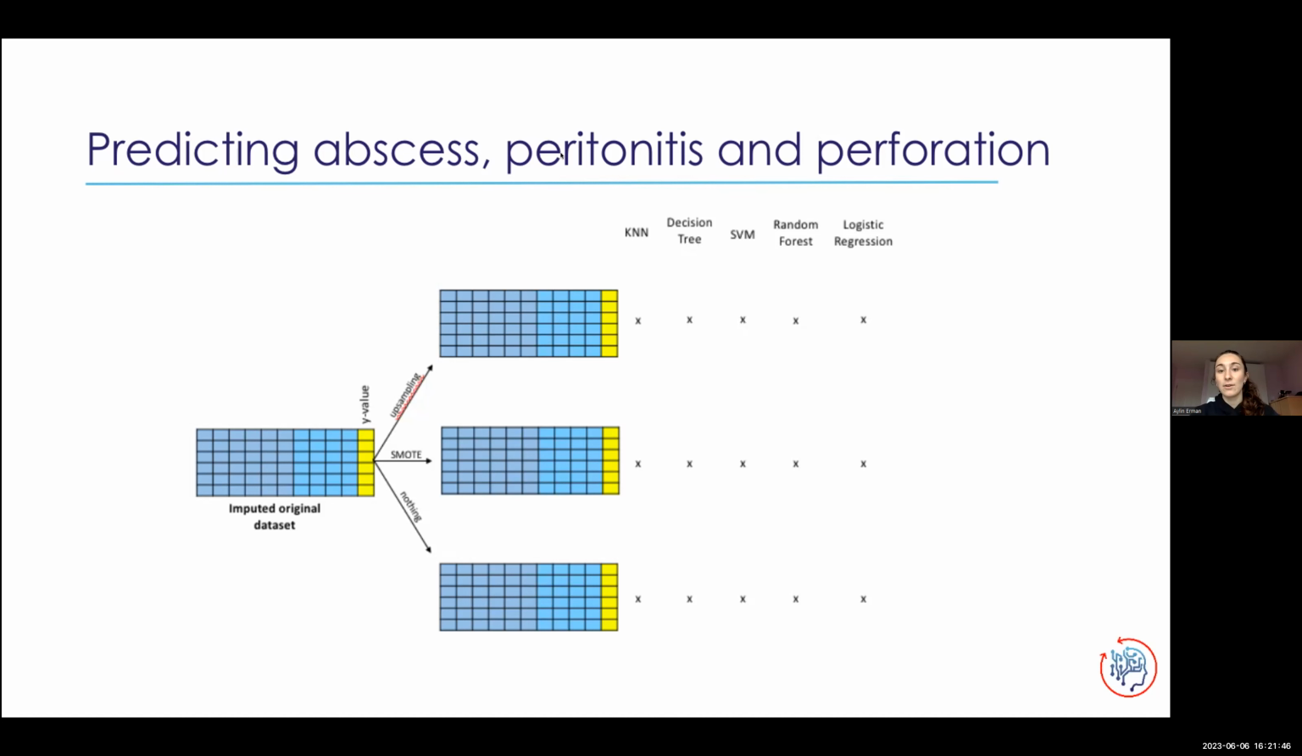And then you have 5 different machine learning models that are listed above here: KNN, decision tree, SVM, random forest, and logistic regression. You don't need to know what they are, just know that they are different machine learning models, and you test them on each of the data sets.